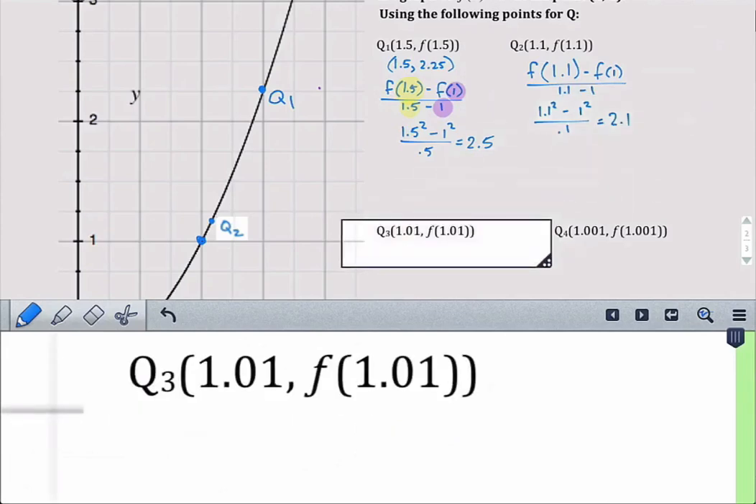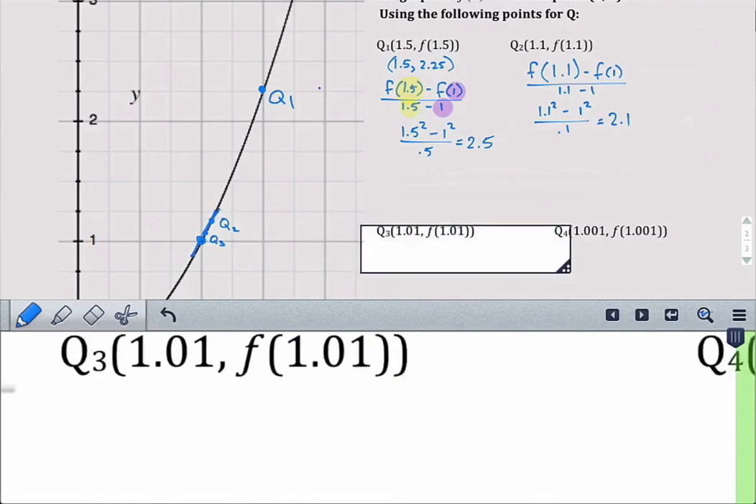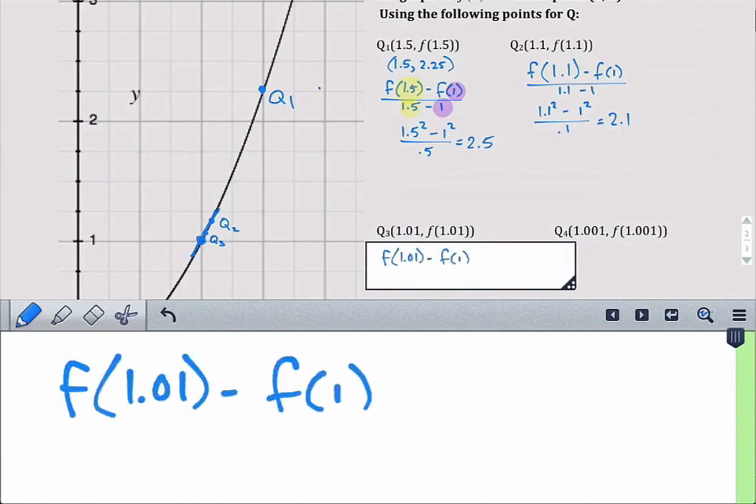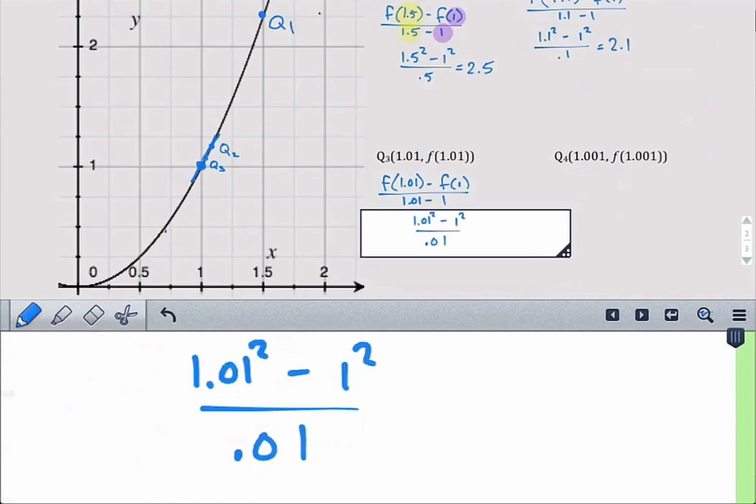Let's even get a little bit closer. Let's find Q3. It's 1.01, and that was Q2. Now you can see that this line is getting really close. Now we're only 1/100th away, so Δx is 0.01. To find our slope, we do f(1.01) minus f(1), over 1.01 minus 1. Notice that Δx is 0.01, and we have 1.01 squared minus 1 squared, and this gives us about 2.01.